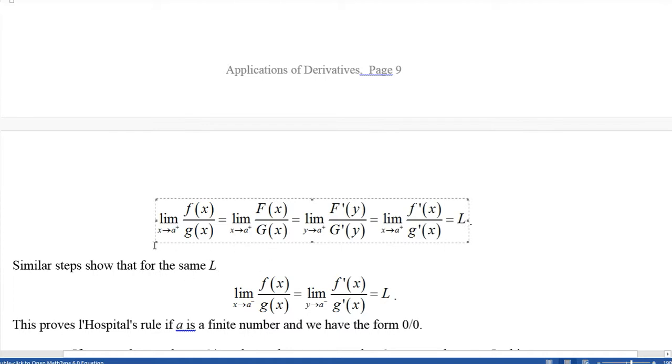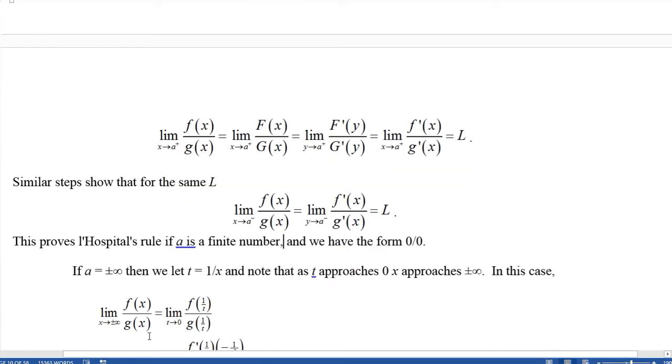Okay, and if you go through similar steps, but with the limit from the left side, you can also show that the limit from the left is the same L. So that proves L'Hopital's rule if a is a finite number, and we have the indeterminate form 0 over 0. Now if a is plus or minus infinity, L'Hopital's rule still works as well.